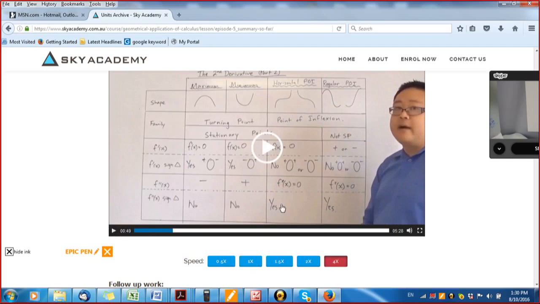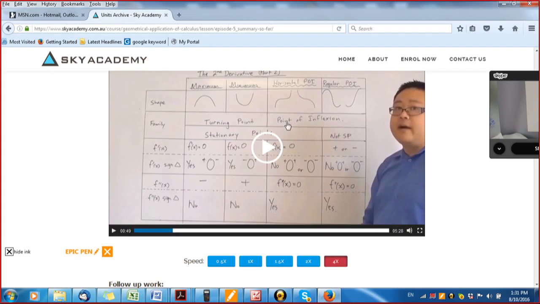Beautiful. Now, here's what I want you to notice. Stationary points, they're your three types of stationary points. Stationary point, stationary point, stationary point. These two are turning points, maximum and minimum. They're your two turning points. These two are points of inflection. A regular point of inflection is not a stationary point, but a horizontal point of inflection is a stationary point. It's not a turning point, but it is a point of inflection. Got it?